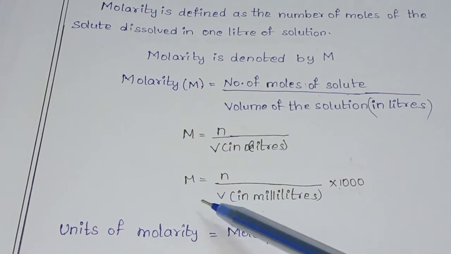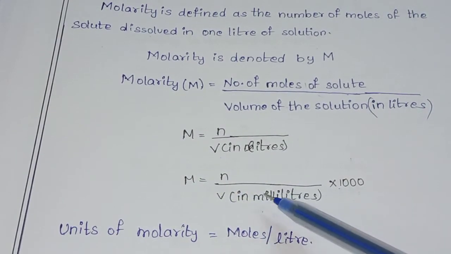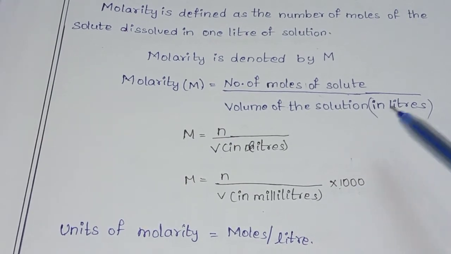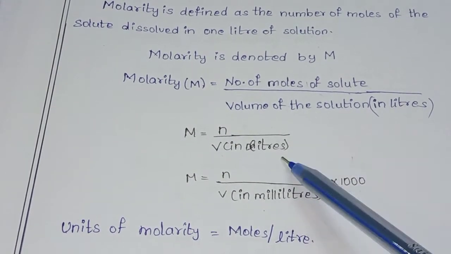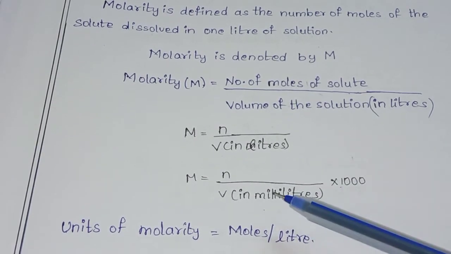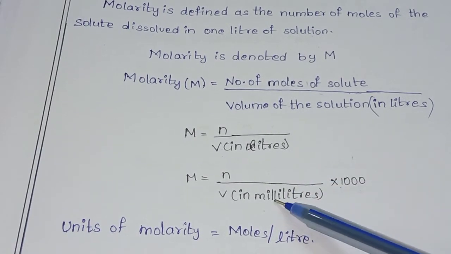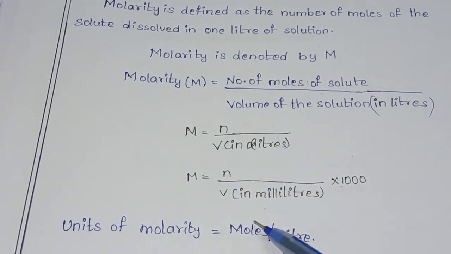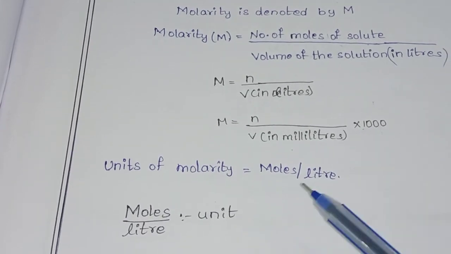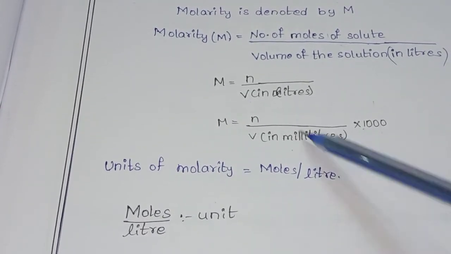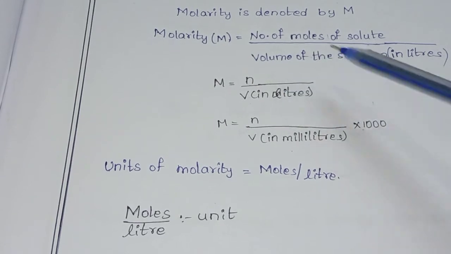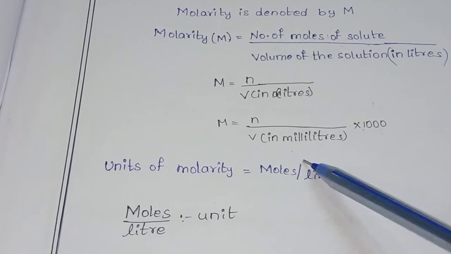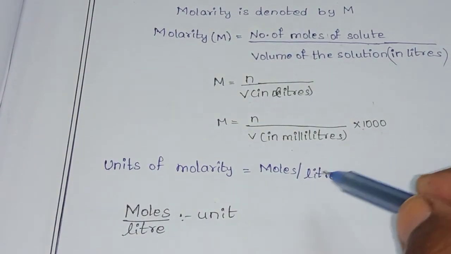Here we can see M is equal to n by V into 1000, because here the volume is in milliliters, and liters is changed to milliliters by multiplying with 1000. Units of molarity: number of moles per volume in liters, so moles per liter.